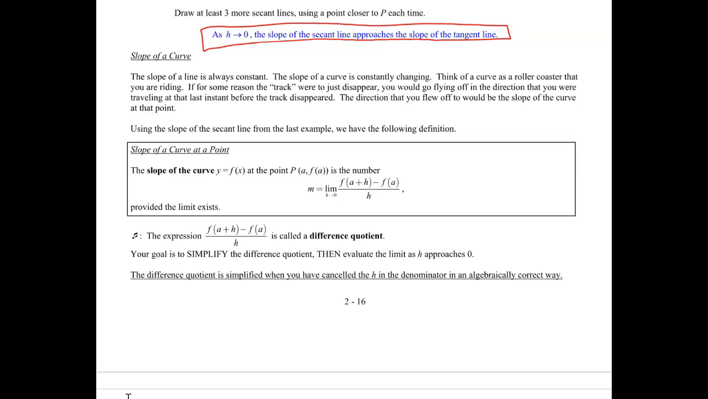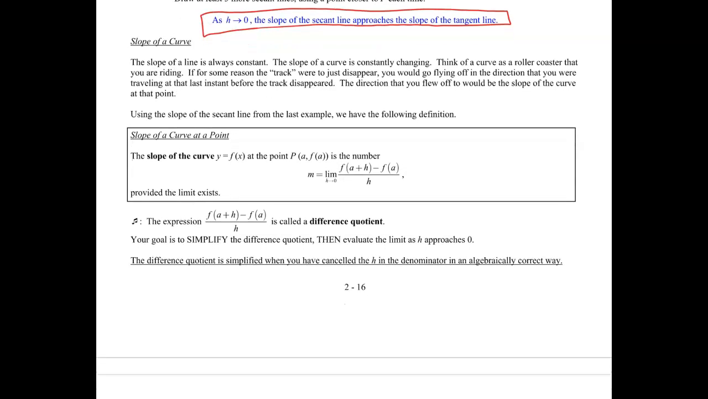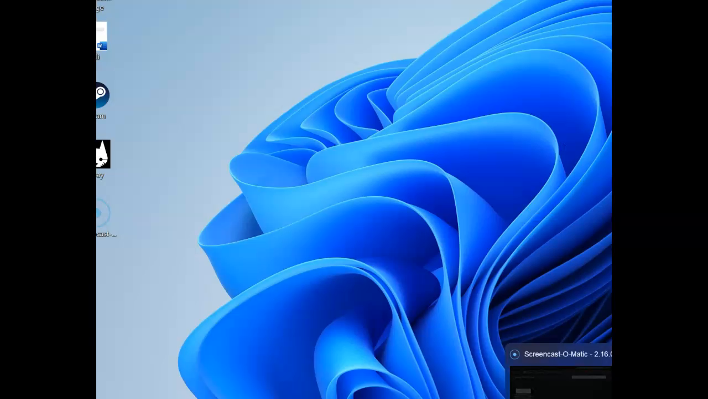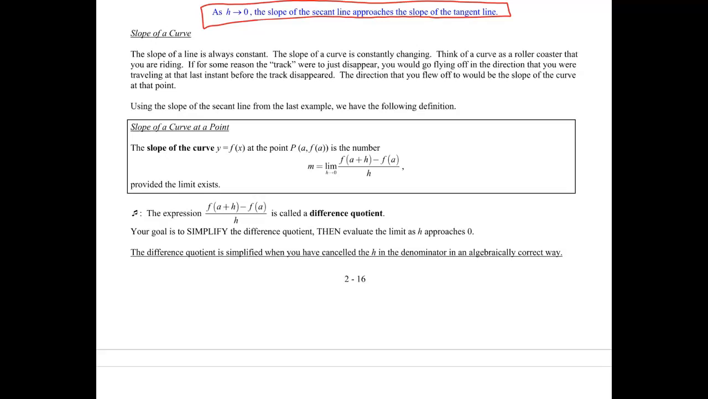Use the slope of the secant line from the last example. We have the following definition, which is the same one that they had on the interwebs. It's just instead of f of x here, whoa, hello, don't care about my connection. Alright, instead of just f of x sitting here, they have f of a plus h, which is the more technical definition. Alright, which is what I was talking about on the other page.